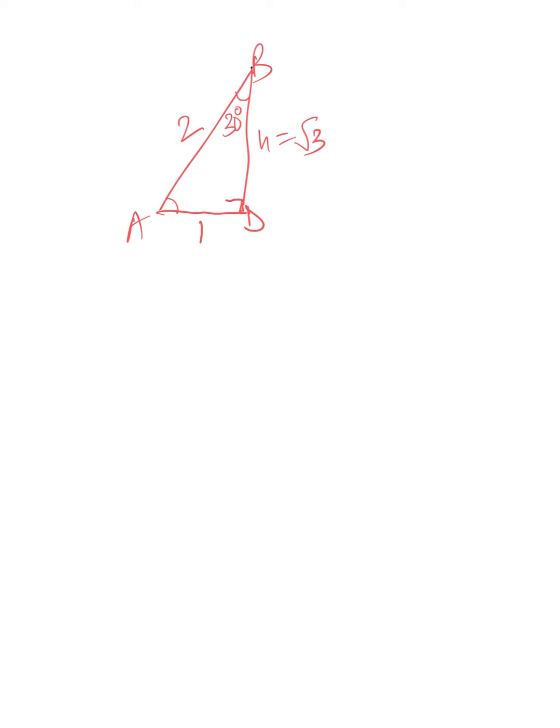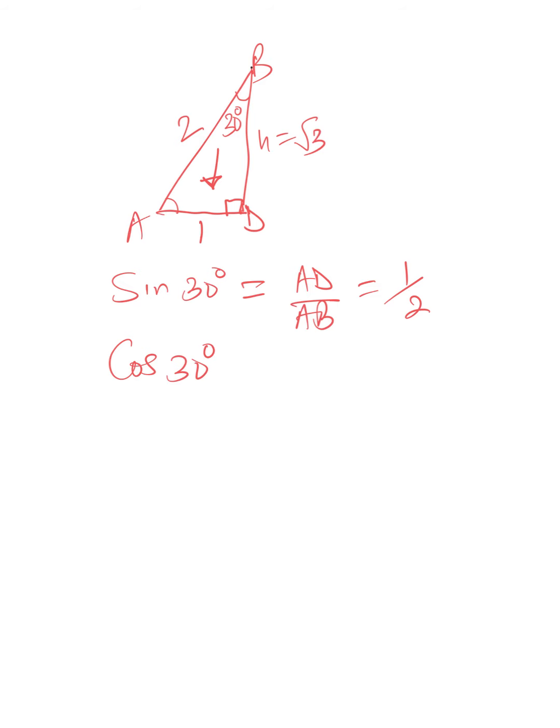So when it comes to 30 degrees, the opposite changes. The side which is facing 30 degrees is now AD, and the adjacent will be BD. So the sine of 30 degrees is opposite, which is AD, divided by AB, and this is 1 out of 2. The cosine of 30 degrees is adjacent, in this case BD, divided by AB. And this is going to be root 3 divided by 2.